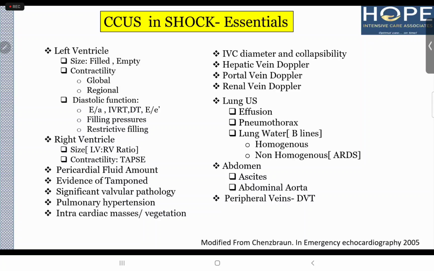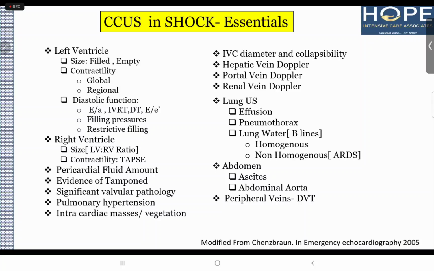In the right ventricle, look at the LV size versus RV size ratio; contractility is judged by tricuspid annular peak systolic excursion. We are going to discuss that later. Pericardial fluid present or absent? Is there evidence of tamponade? Is significant valvular pathology there or not? Pulmonary hypertension is there or not? Intracardiac mass or vegetation is found or not? IVC diameter and collapsibility, we will spend some time on it. Hepatic vein, portal vein, and renal vein Doppler.